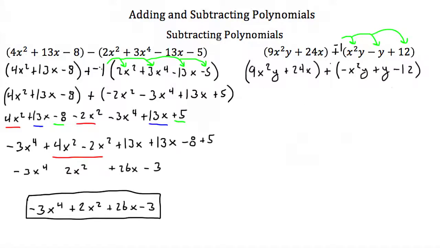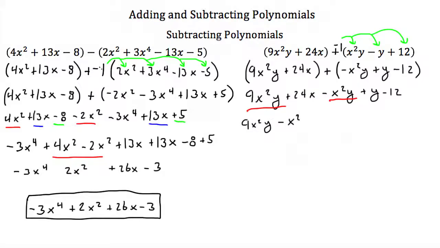So now this is an addition. We can drop our parentheses. We have 9x squared y plus 24x minus x squared y plus y minus 12. Now we have to combine our like terms, or at least identify them. I have a 9x squared y and a -x squared y, but those are my only like terms. So if I write them together, I'll have 9x squared y minus x squared y plus 24x plus y minus 12.